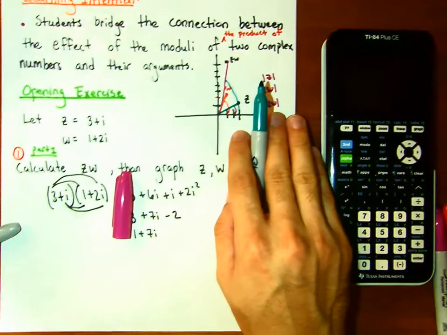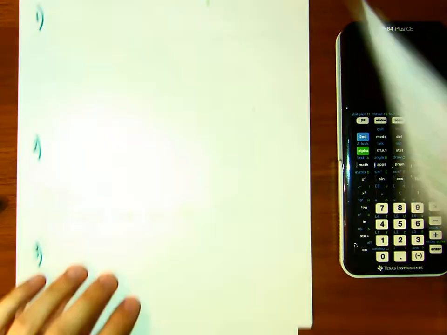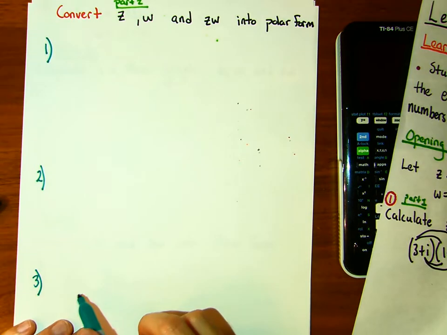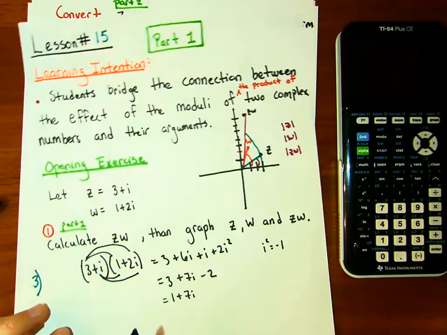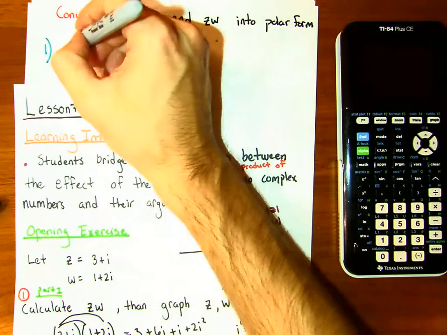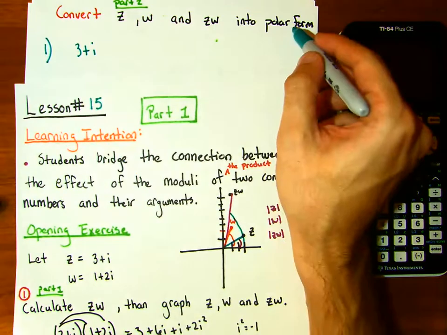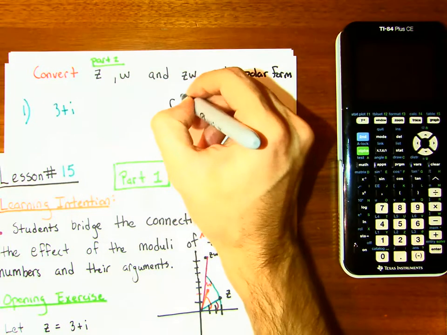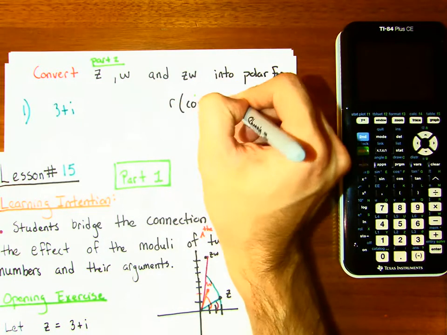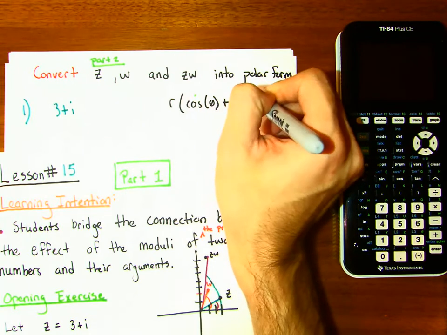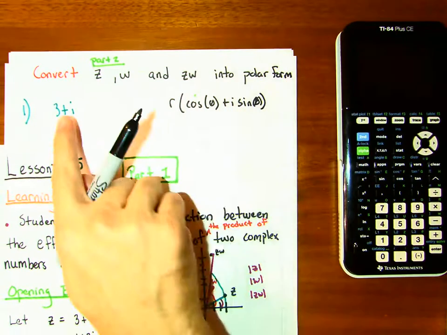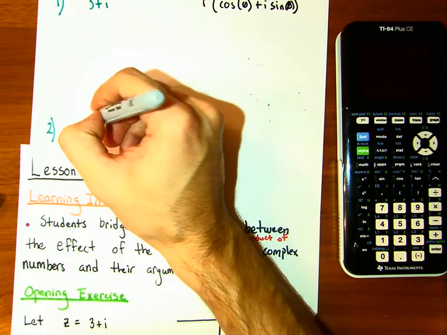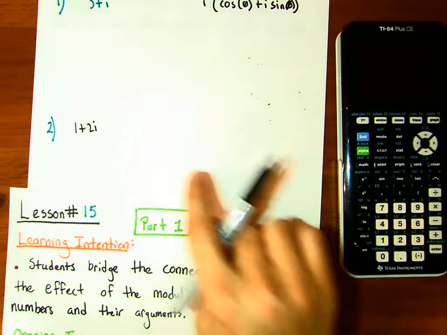And the way we can make this connection is if we can convert z, w, and zw into polar form. Okay, so that's what I want you to do. I want you to take z, let's say it's 3 plus i, and put it into polar form. And what does polar form look like? It looks like some r times cosine theta plus i sine theta, right? We want this to look like this. We want our w, what's our w? It's 1 plus 2i. Okay, let's make this look like this from the previous lesson.